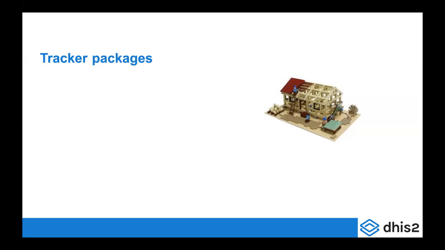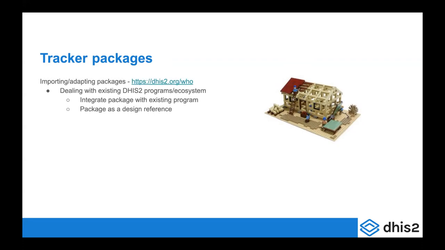The tracker packages are useful in many ways: as a starting point, as a learning tool, as inspiration. And when you are starting a tracker project, one of the first things you have to look at is your existing ecosystem. Do you have DHIS2 already? Or do you have a system already? Do you have something that you need to integrate with? In many countries, you have an existing DHIS2 instance. You would probably have an existing instance with your HMIS, potentially, or you might have existing tracker programs. And looking at the existing ecosystem is very important when deciding how to proceed with your tracker project.